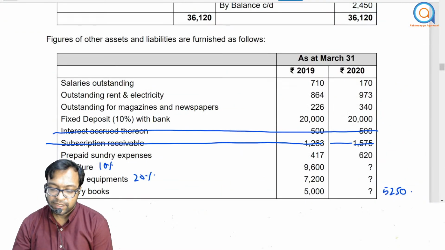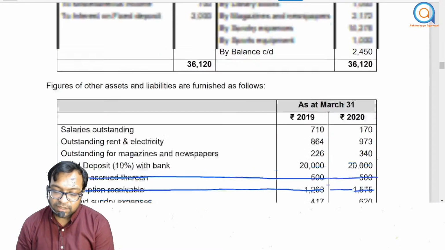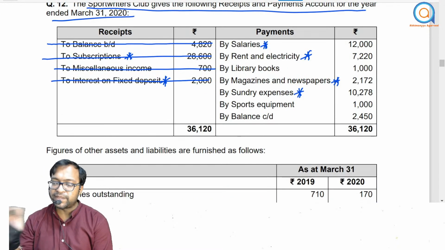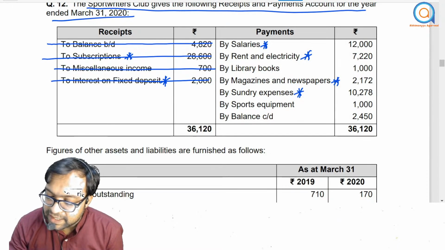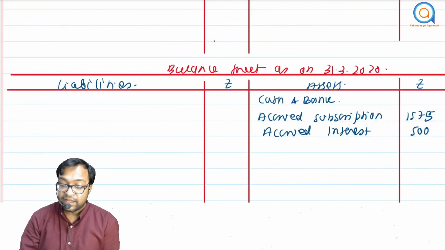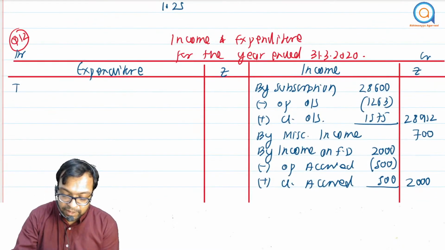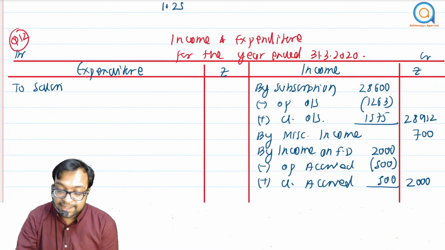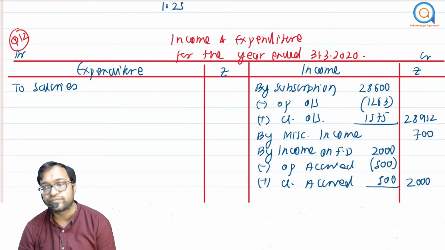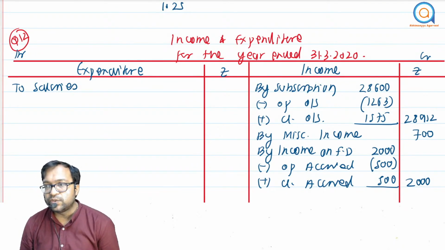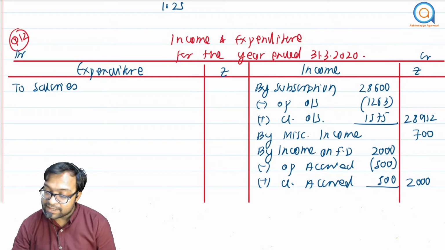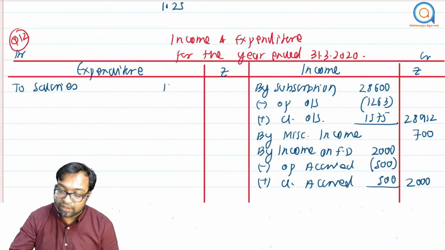Next item. Acha, receipt side is over. Let's go to payment side. First we see salary is an expenditure 12,000 and there is some adjustment also. So let me go to expenditure side and write for you salaries. Write down salaries. How much is the salary? 12,000, inner column.